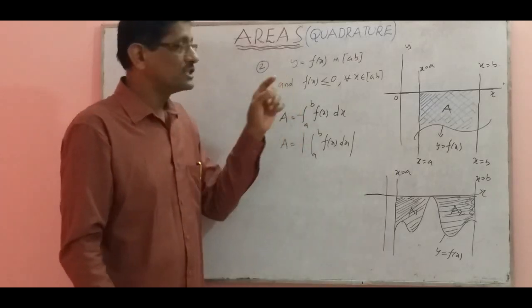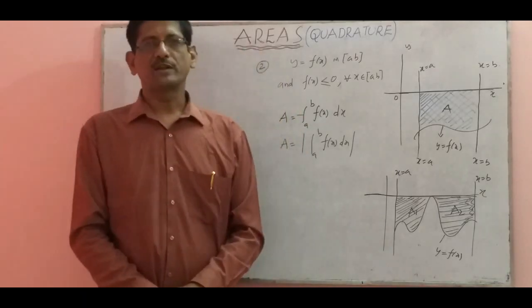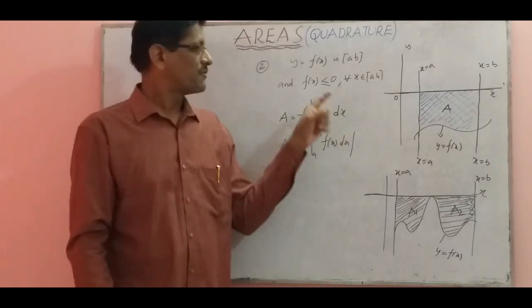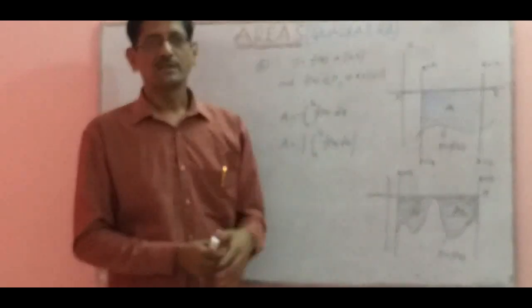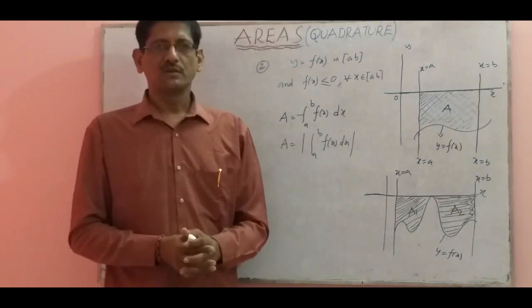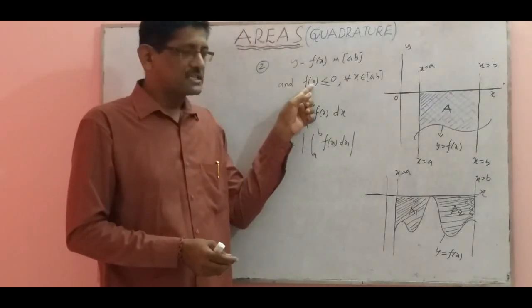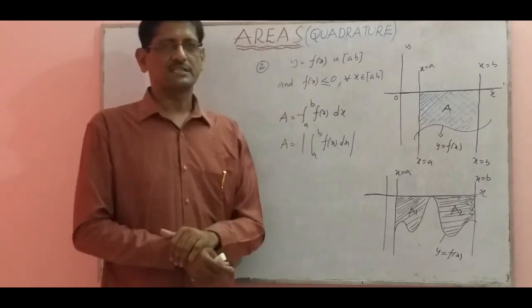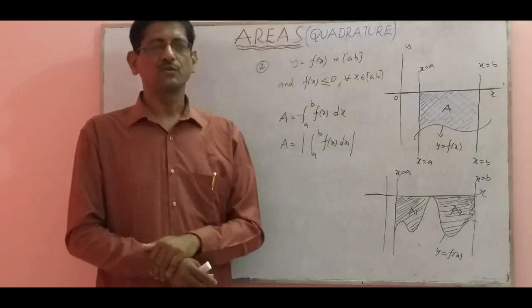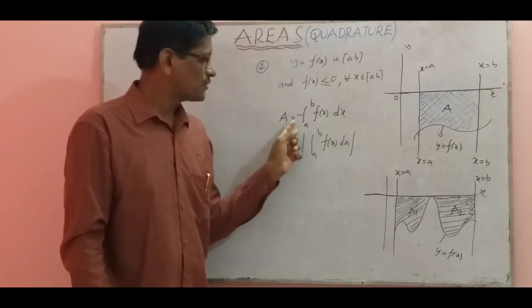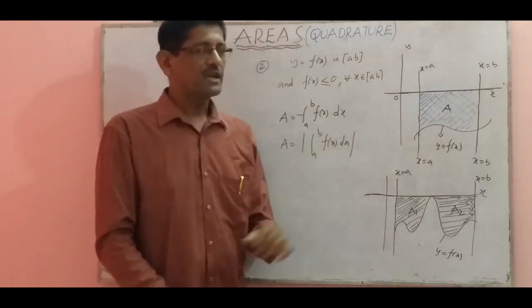Okay, so these two points are the most important points. The first point is f of x greater than 0. That means the curve lies above the x-axis, so the area is always positive. The second point is below the x-axis. The area is negative. That means integration is negative, but area is positive. So A is equal to modulus integral a to b f of x dx.